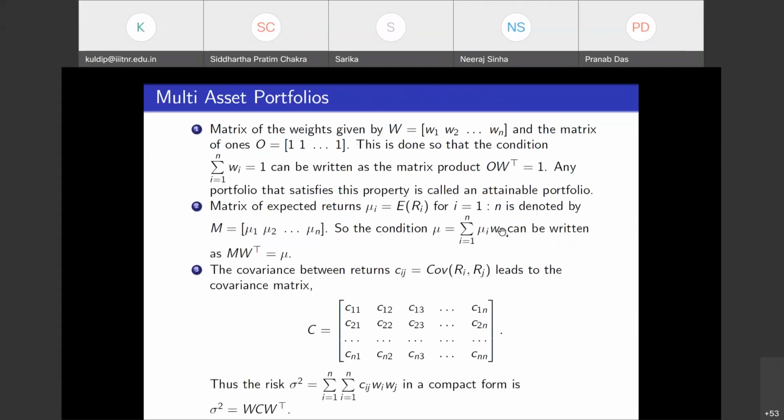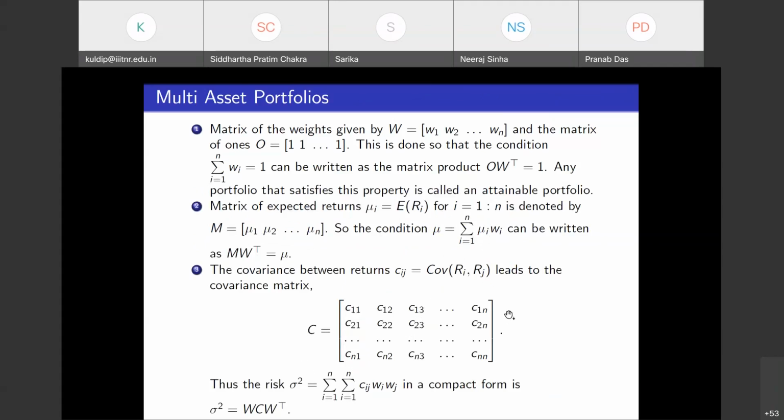See, you take one combination of, see, your mu i's are all fixed. So this mu vector is fixed. Remember, once you have chosen the n assets, this mu is fixed, does not change. Your C is fixed. The only thing that you can vary is your Wi. So now for different values of Wi, since the mu i's are fixed, for different combinations of W1 to Wn, you will get one corresponding value of mu and one value of sigma square.